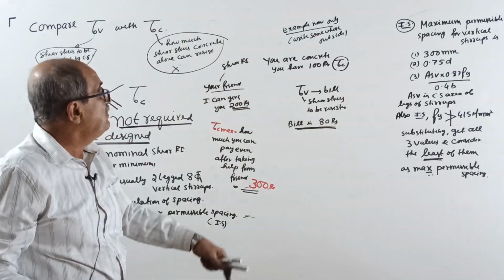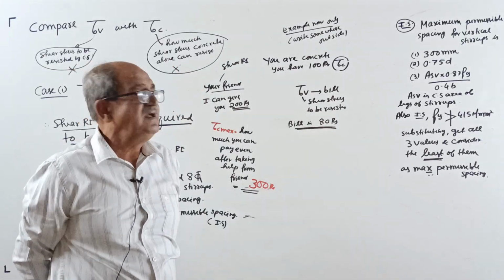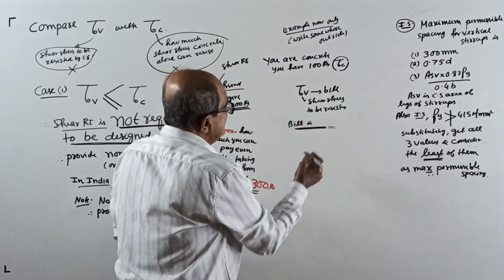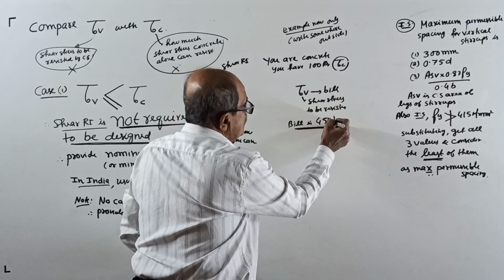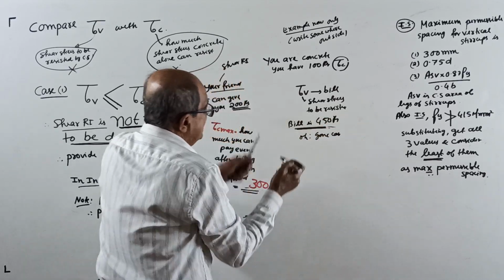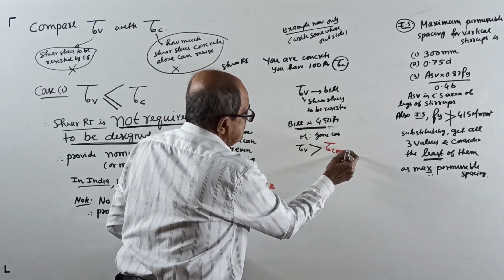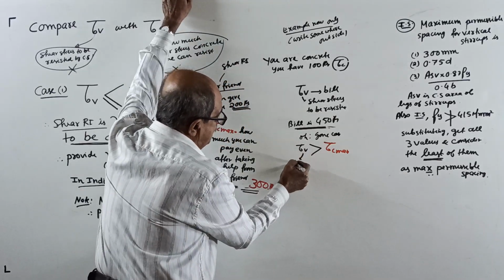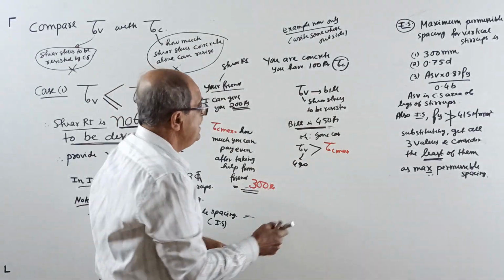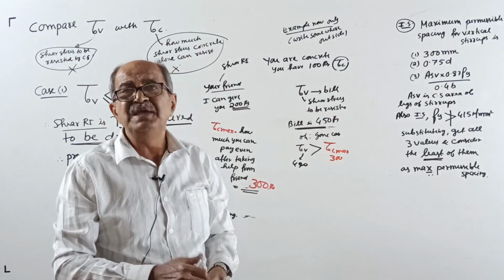So suppose your bill, first you check it. If the bill comes more than 300, suppose the bill is 450 rupees. Oh, gone case. Why? 450 rupees is tau V more than tau C maximum. Even after taking help from your friend, you can pay maximum 300. Therefore, redesign. Something you have to do.